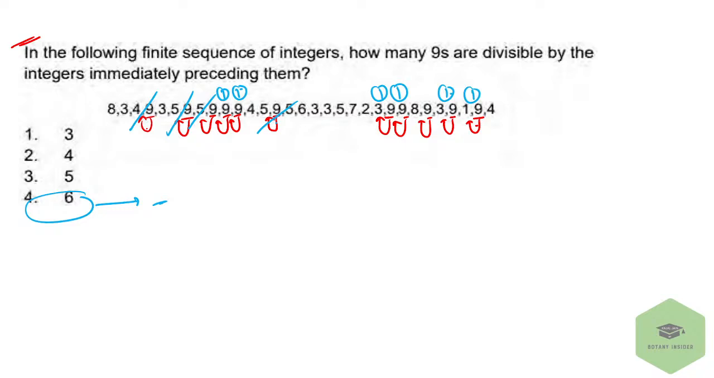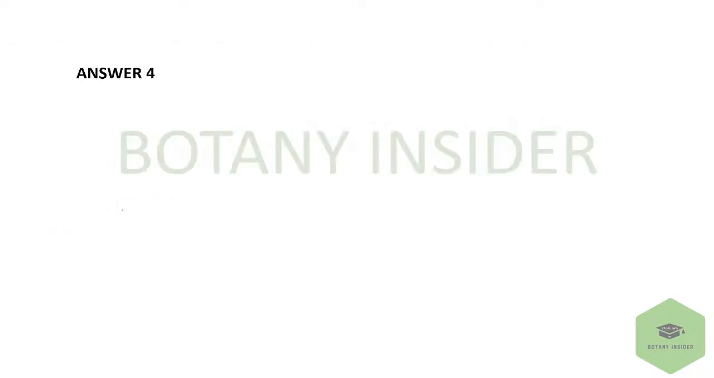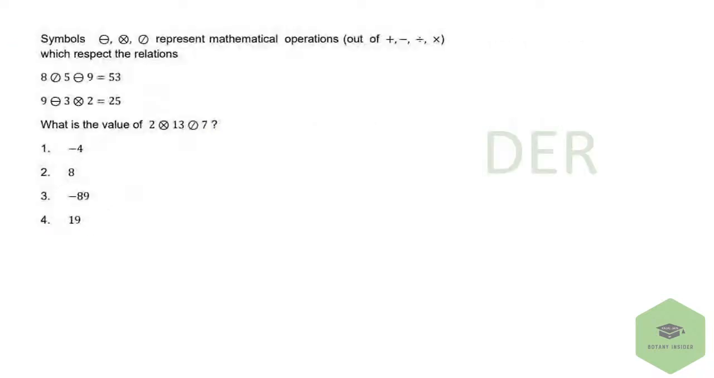Did you understand the question? Fourth is the correct answer for this particular question, right? In the following finite sequence of integers, how many nines are divisible? So the answer for this particular question is option number 6, easy and simple. Next question, give it a try, everyone.